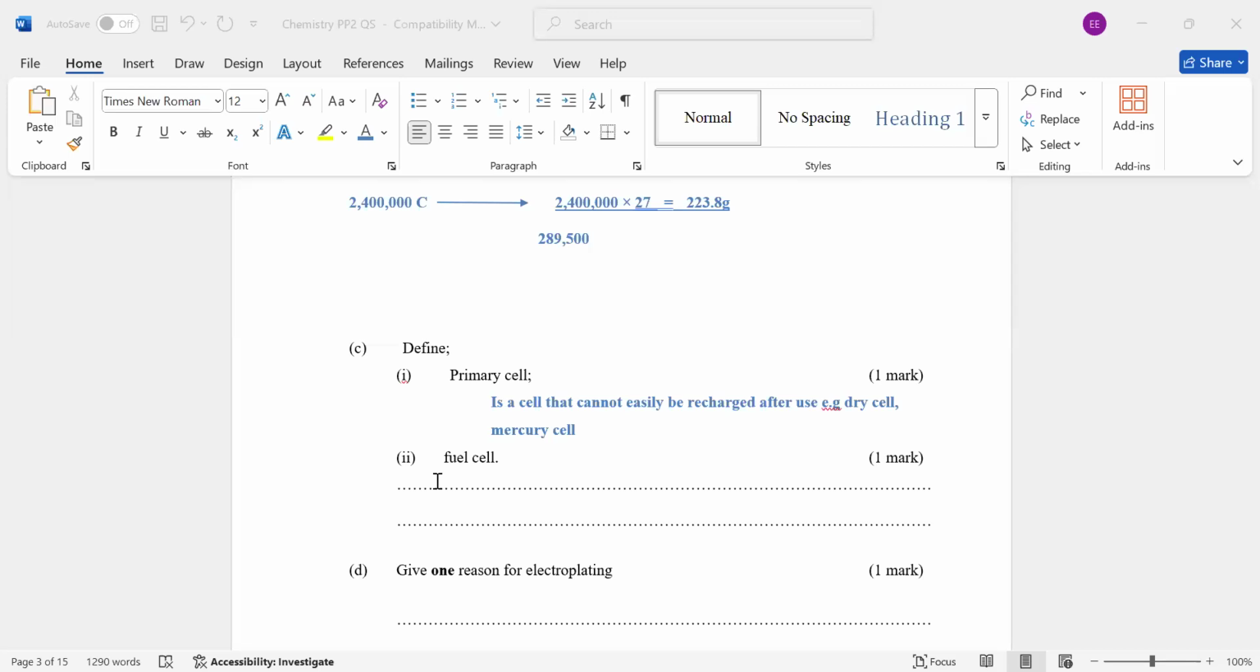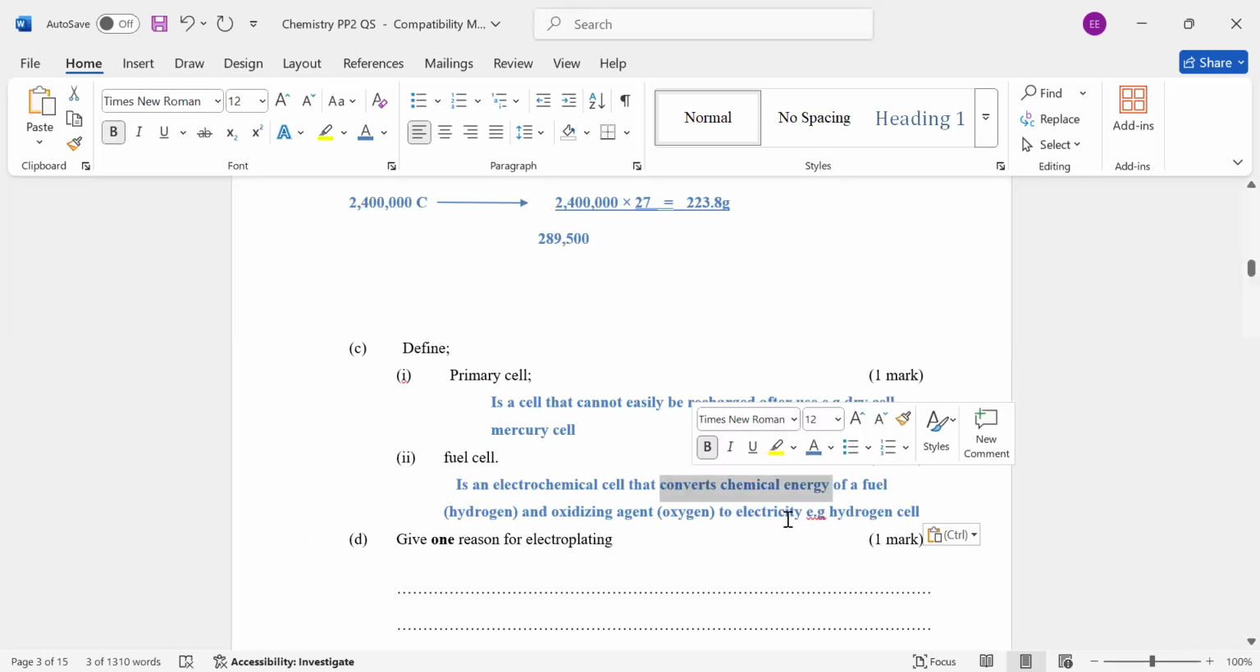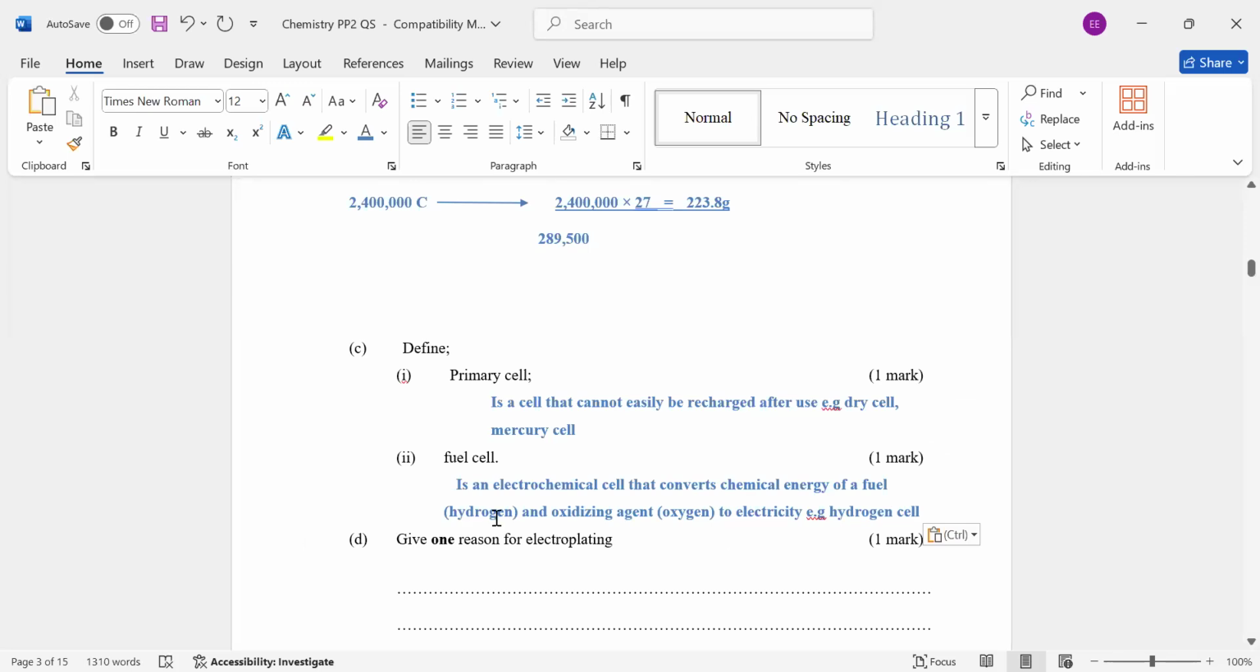So whichever explanation or definitions we give, the keywords are just what he said. The keywords here, converting the chemical energy to electricity. These are the keywords. Converting chemical energy of a fuel. The chemical energy is normally the hydrogen.